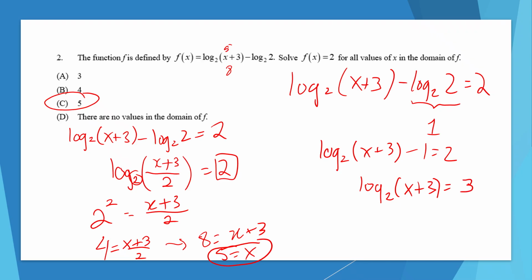And then now we convert it from logarithmic to exponential. So 2 cubed equals x plus 3. 8 equals x plus 3. Subtract 3 from both sides to also get 5 equals x. So that's two different ways to come to the same solution there.